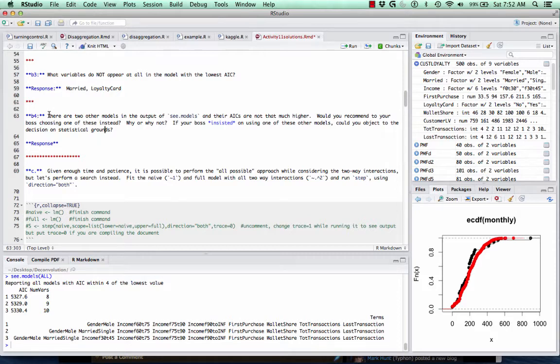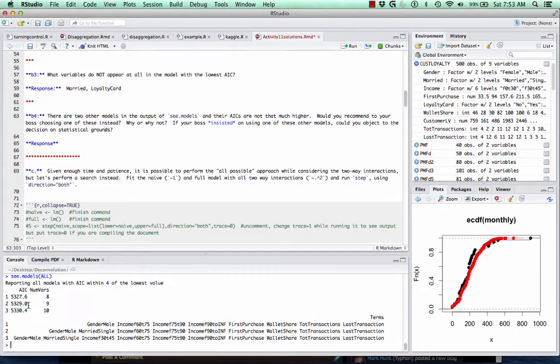All right. B4 says that there are two other models in the output of C models. We see them here. And their AICs are really not that much higher. We've talked about that when we have models whose AICs differ by within 2, then there's no compelling reason to really choose one versus the other, so we can either choose the simplest or maybe one that's easier to interpret here. So would we recommend either of these other two models to our boss? Well, no, they're more complicated because they have more variables here.